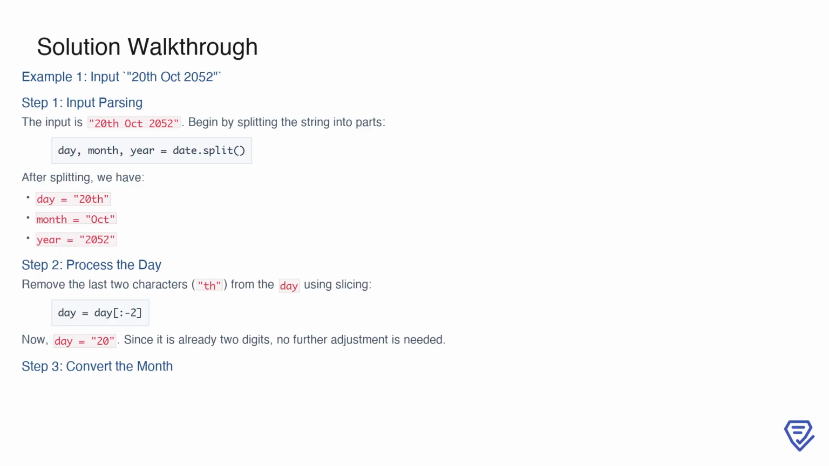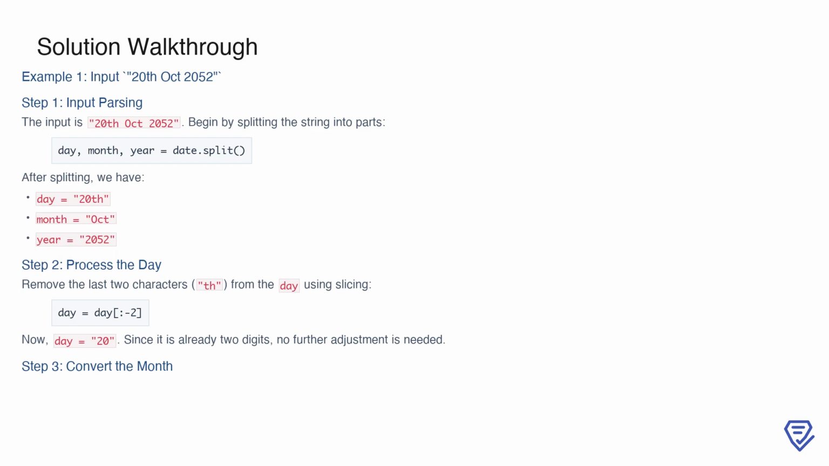Once we have these parts, the next step is to process them individually. For the day, we need to remove the ordinal suffix, which in this case is th. By slicing the string to exclude the last two characters, we get 20. Since this is already in a 2-digit format, no further changes are necessary.